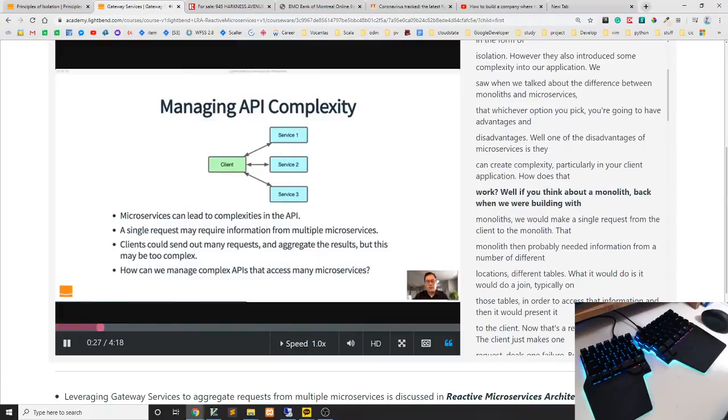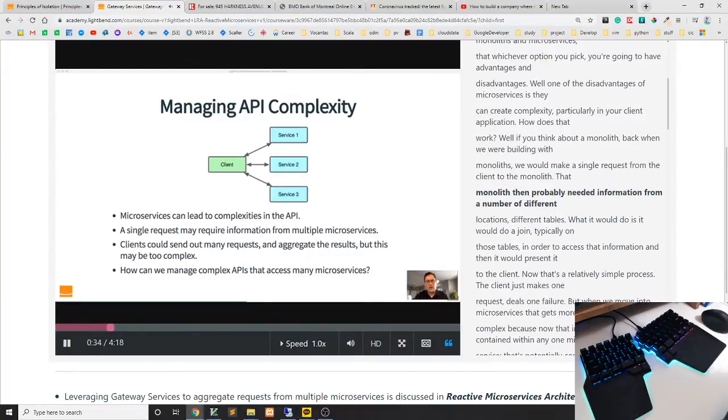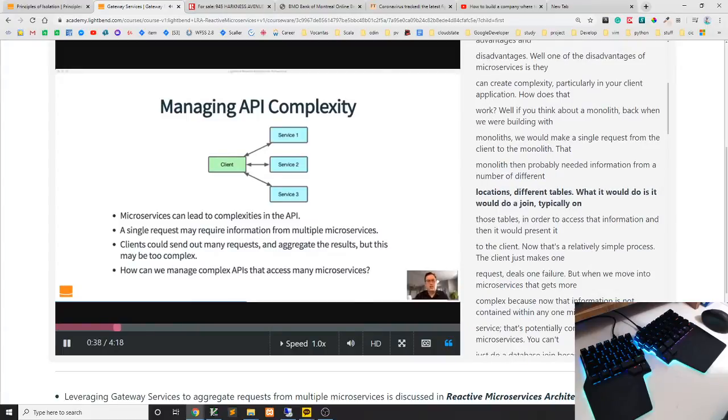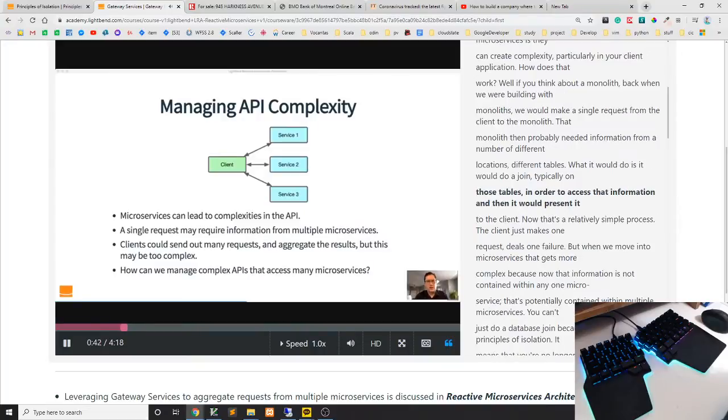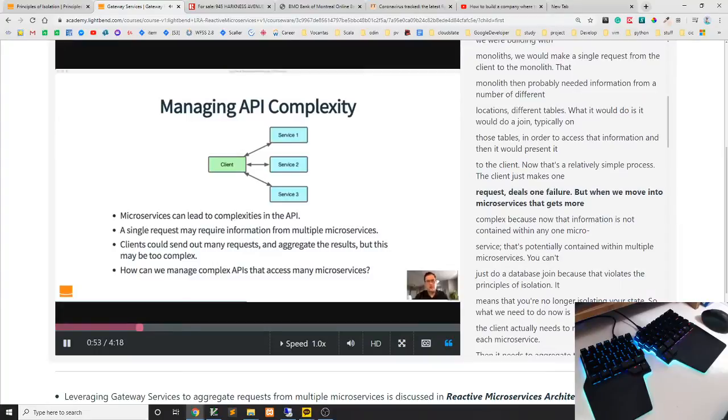Well, if you think about monolith, back when we were building with monoliths, we would make a single request from the client to the monolith. That monolith then probably needed information from a number of different locations, different tables. What it would do is it would do a join typically on those tables in order to access that information, and then it would present it to the client. Now that's a relatively simple process. The client just makes one request, it deals with one failure.